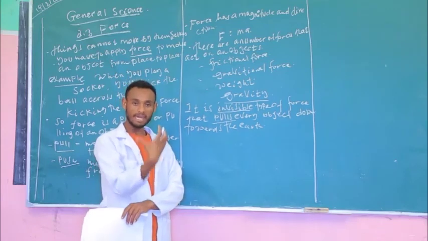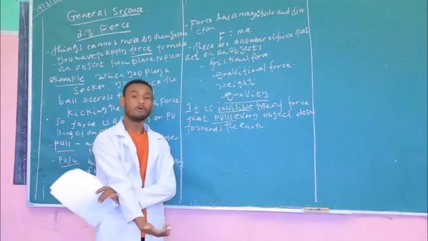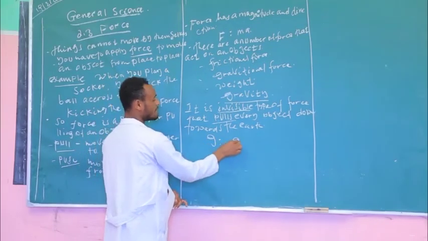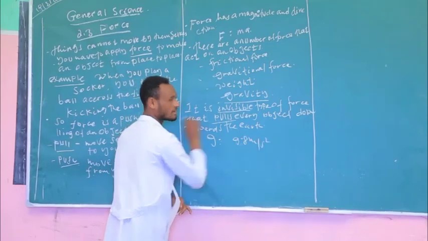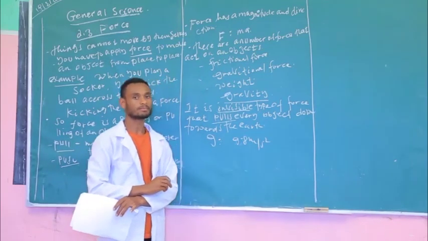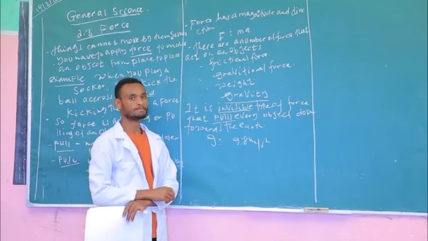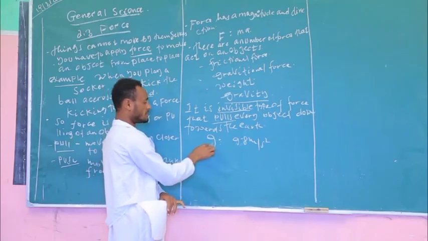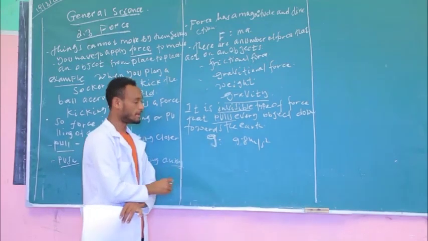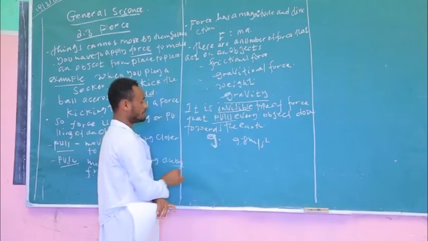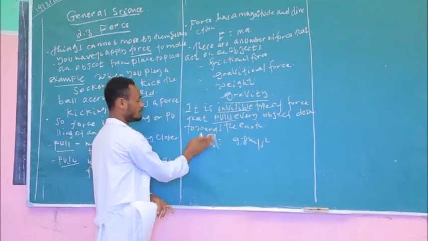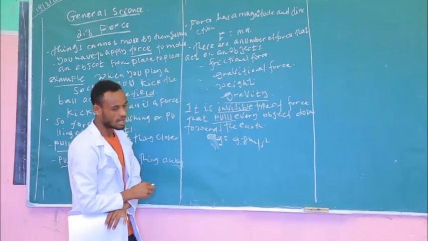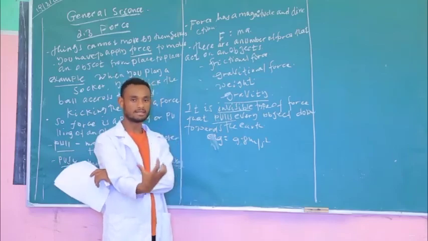Students, our earth attracts a given object towards itself by 9.8 meters per second squared. Students, have you got the point? Gravity is represented by G. That's why our earth attracts.